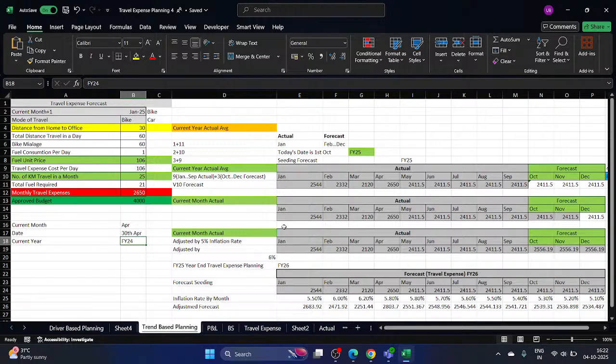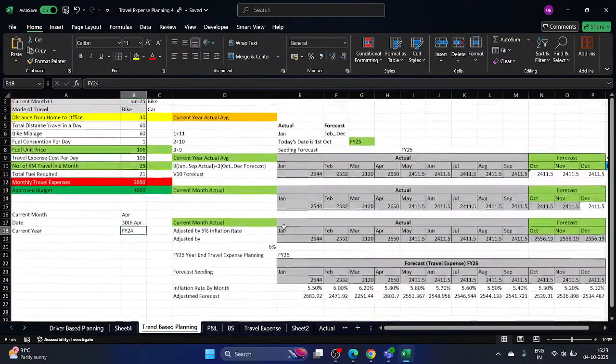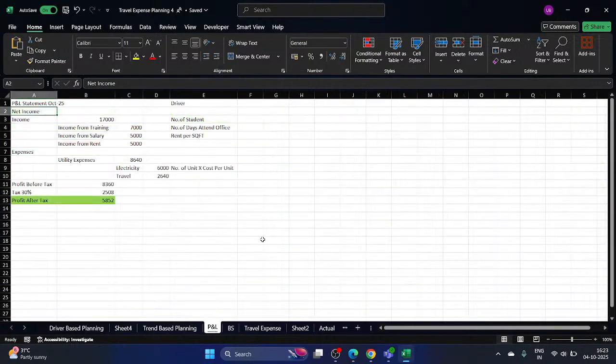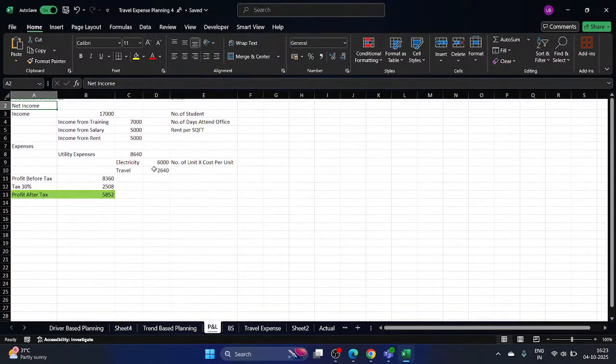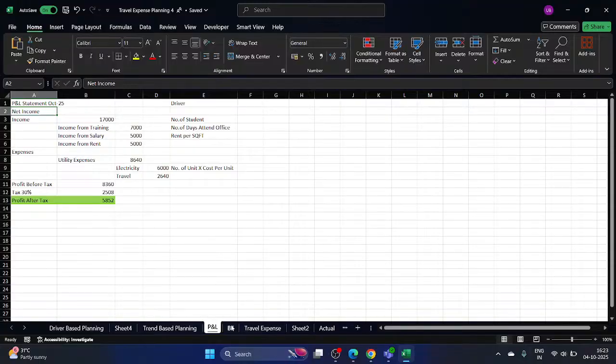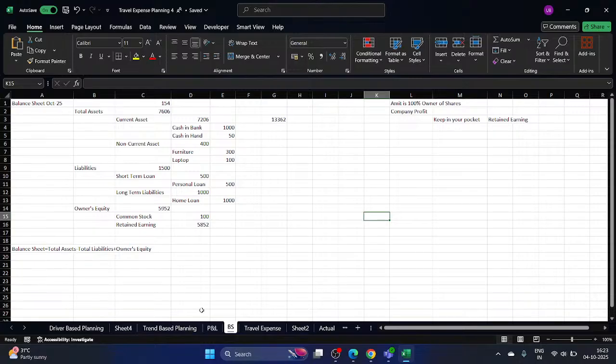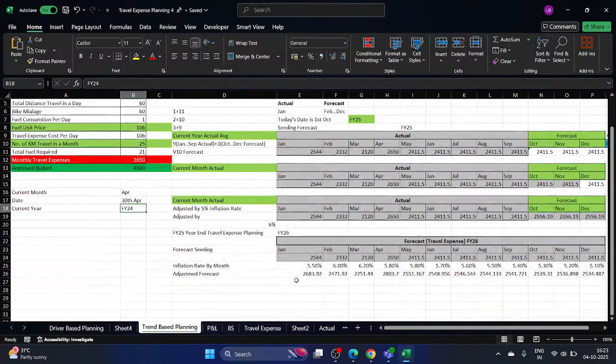So here in the travel expense forecast, here is the distance from home to office. This is the example which we have revised now. Here we will come to the next sheet. Here is the example which we will discuss in the upcoming session. Till here, we have learned 3-4 things.